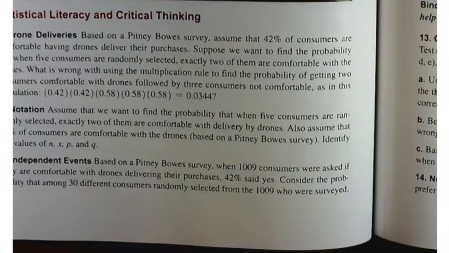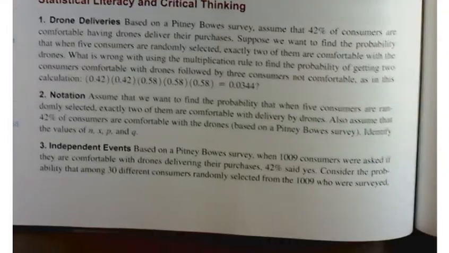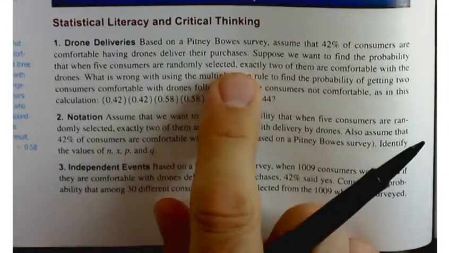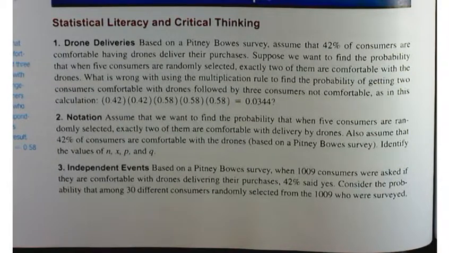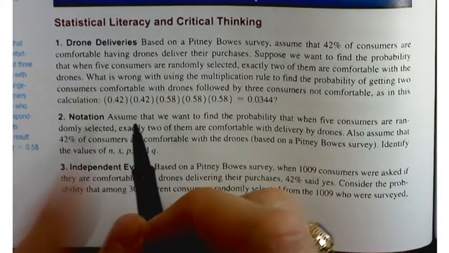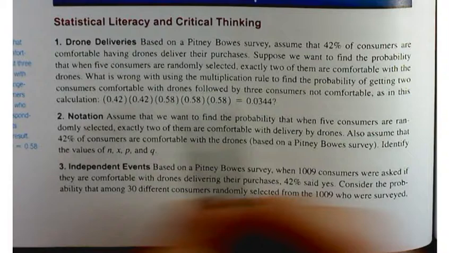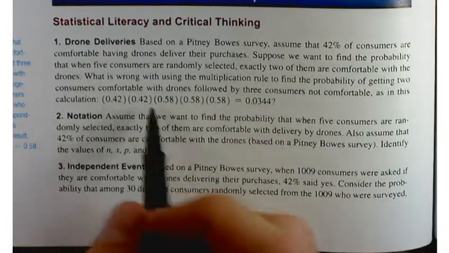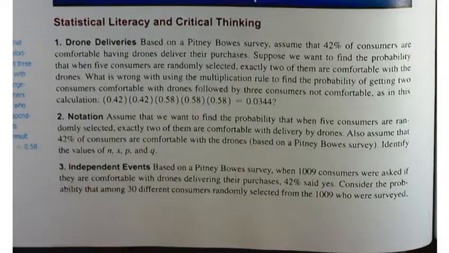All right. So according to this survey by Brittany Bowes, 42% of consumers are comfortable having drones deliver their purchases. Suppose we want to find the probability that when 5 consumers are randomly selected, exactly 2 of them are comfortable with drones. What is wrong with using the multiplication rule to find the probability of getting 2 consumers that are comfortable with drones, followed by 3 consumers that are not comfortable, as in this calculation? So you got a 42% chance of somebody being happy with them. You got 2 of those, etc. 3 that aren't. Let me give you some notation and we'll look at things here.